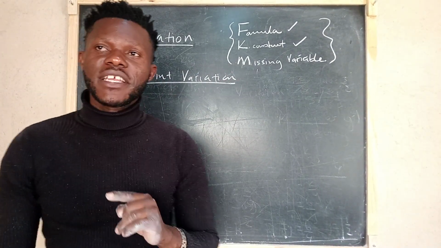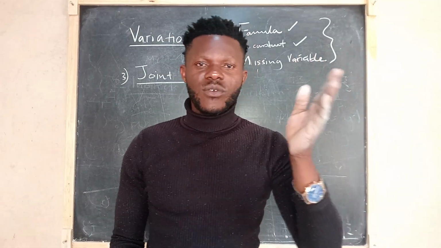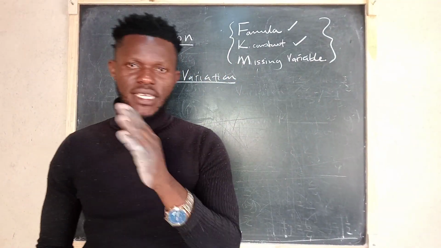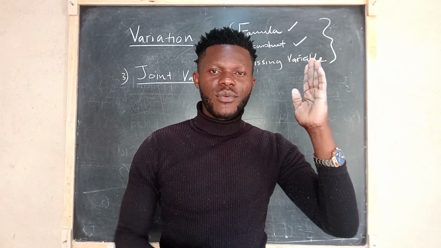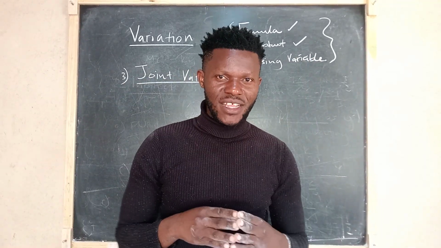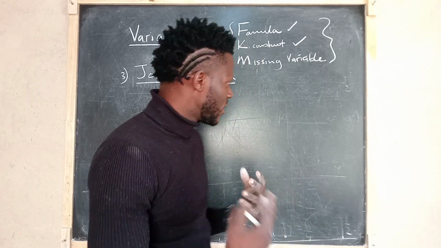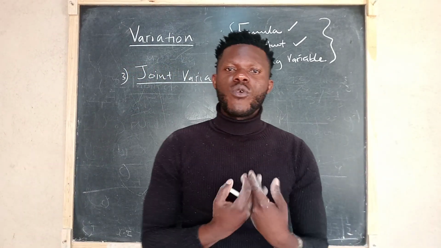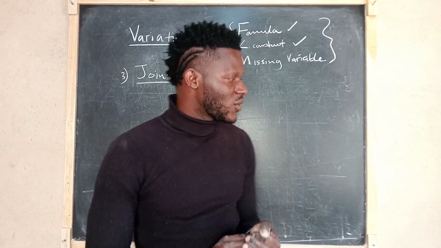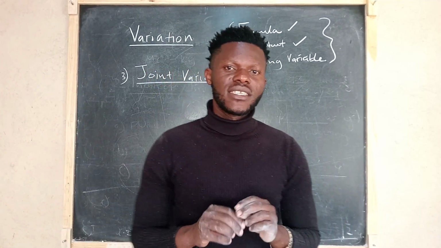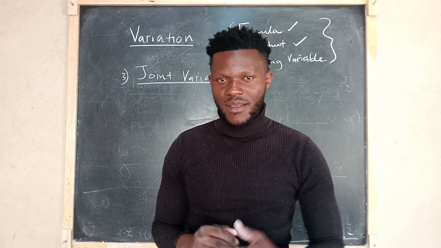In direct variation, an increase in one variable causes an increase in the other. Inverse variation, an increase in one variable causes a decrease in the other variable. How about joint? Joint simply suggests that we are now combining both variations, direct and inverse. And joint variation exists when we have more than two variables.